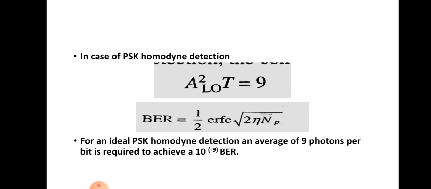Similarly, we have PSK homodyne detection. That means if you are using the PSK modulation scheme, that indirectly represents PSK homodyne detection, and in that case ALO square T will be equal to 9 and bit error rate equals 1 by 2 into ERFC of square root of 2 eta NP bar. That means for an ideal PSK homodyne detection, an average of 9 photons per bit is required to achieve a 10 raised to minus 9 bit error rate. That indicates the sensitivity. That's all about this topic. Thank you.